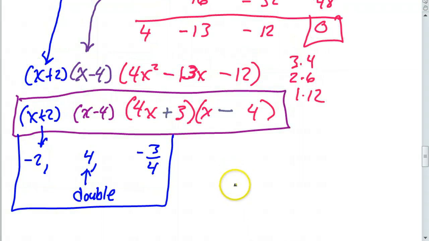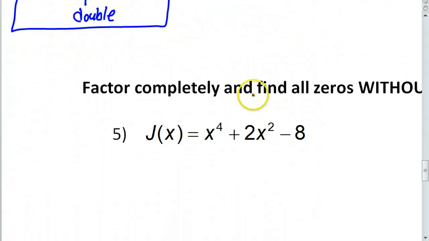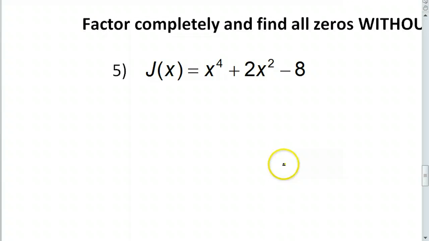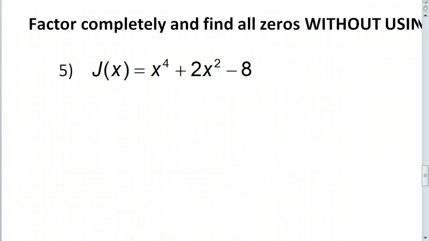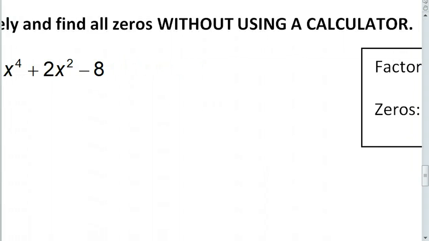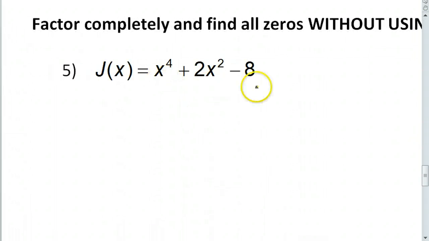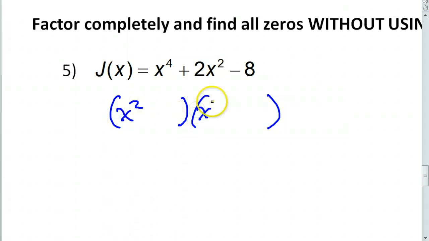All right, any questions about that one? Real quick, looking at number 5, no synthetic. There should be no synthetic. This one you're supposed to do without using a calculator at all. See how it's a trinomial? Just factor it. Just straight up binomial times a binomial immediately. X to the 4th power. Guess how I'm going to factor that? X squared. X squared times x squared.